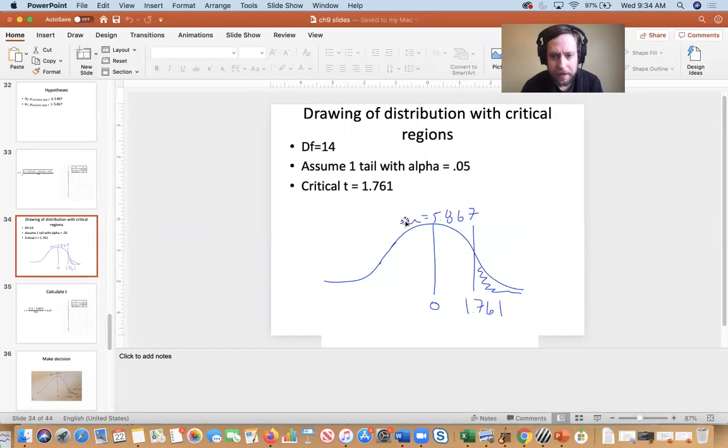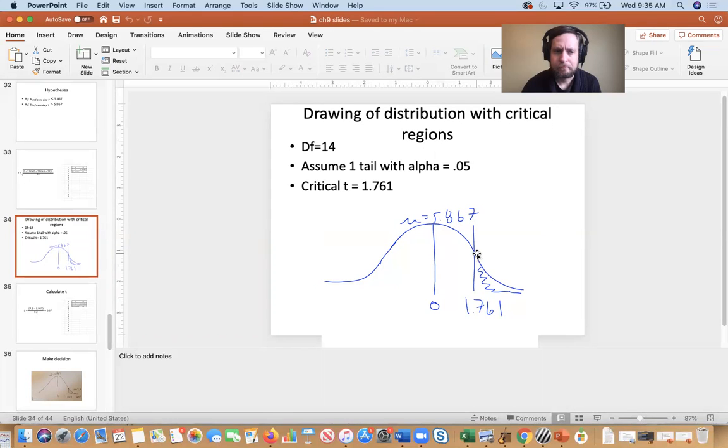And so here's the distribution that I've drawn for us. And then that critical T is 1.761. You noticed that I've only drawn the critical T on one side of the distribution. I didn't draw it over here. Usually we'd have a positive critical T over here and a negative critical T over here. Can someone tell me, why did I draw the critical T on only one side of the distribution? I just want to make sure we understand this.